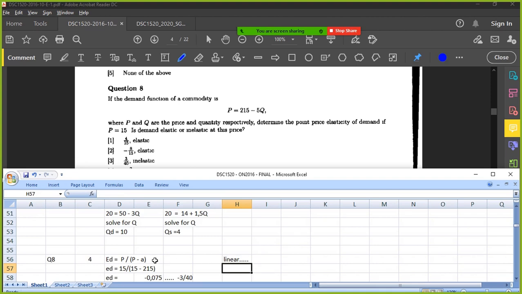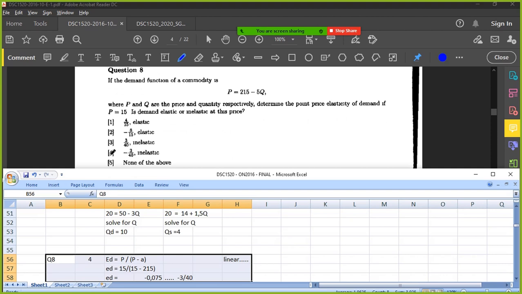Okay, remember, with linear point price elasticity, you use that formula. When it's non-linear, then you have to do that other calculation. We saw some of that in the newer past papers. Okay, all right, so great, you've got it. Once you've got that, you plug in the values. P is 15. A, remember, is the constant, which is the 215. Once you've substituted in, you get minus 3 over 40, which is that one, option 4.